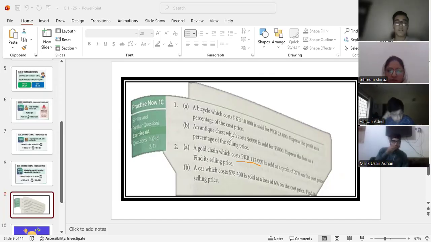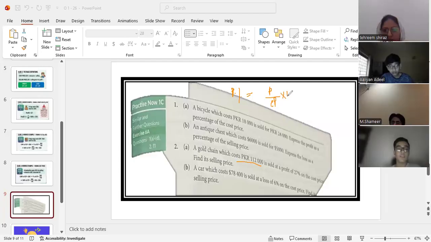Now I have to solve this question as Musa already told us. We have to calculate the profit first. The profit percent is equal to profit over cost price multiplied by 100%, right? This percent and this percent will be cut down. The profit percent means 27%. Percent was already cut down. We have to calculate the profit divided by the cost price.